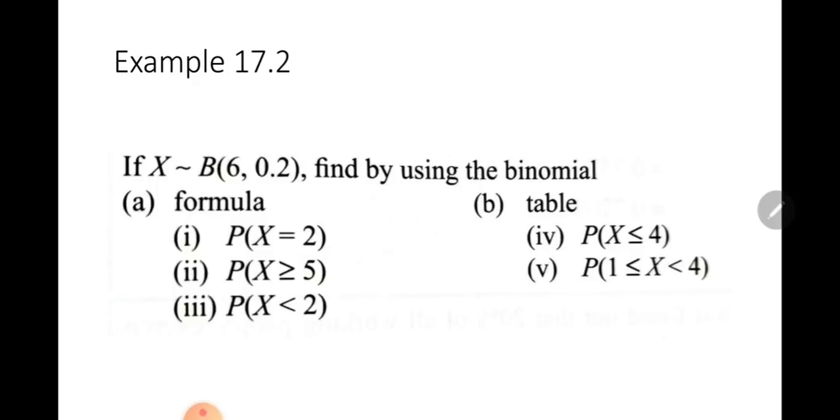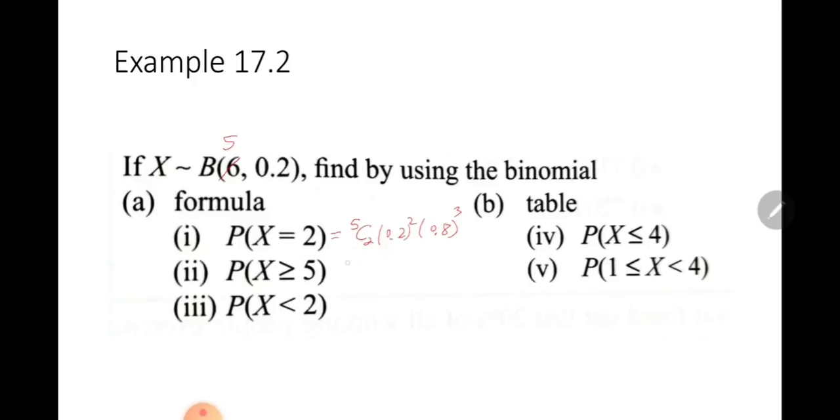Okay, now let's look at another example. I changed this example a bit, because later I will show you why I changed 6 to 5. You have X following a binomial with n equals 5 and p equals 0.2. Find P(X equals 2) by using the binomial formula and the table. For P(X equals 2), X follows a binomial, so the PDF is nCr p^x q^(n minus r). So n is 5C2, p is 0.2 power 2, times q, which is 1 minus p, 0.8 power 5 minus 2, which is 3. Later you calculate and you will get the answer.